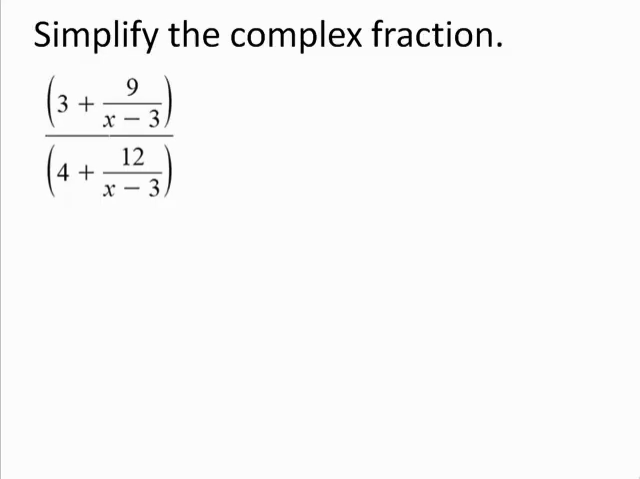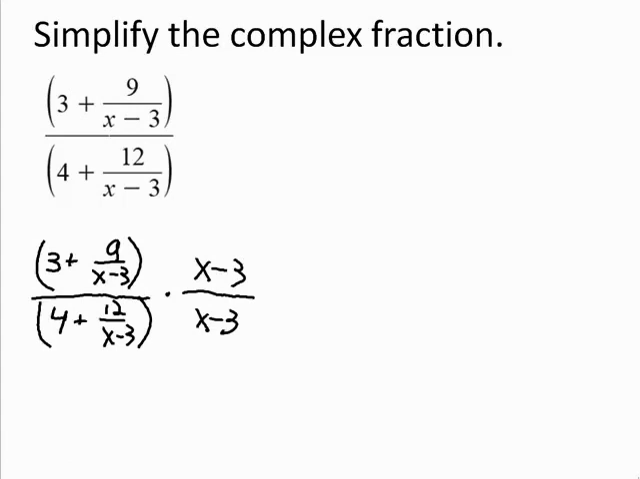Simplify the complex fraction: the quantity 3 plus 9 divided by x minus 3 divided by the quantity 4 plus 12 divided by x minus 3. Both the numerator and denominator contain a fraction with the denominator of x minus 3. To make these terms no longer fractions, multiply the entire fraction by x minus 3 divided by x minus 3.